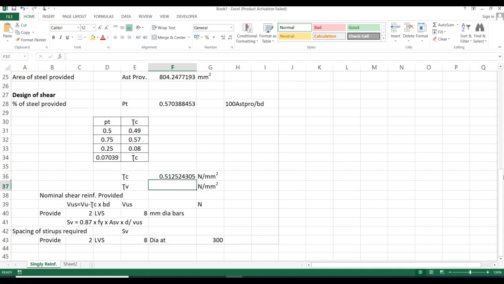So this is what I have calculated. So how did I calculate the difference of this? First 0.49 plus the difference of these two, divided by the difference of these two, into the difference of 0.57 minus 0.5. So this is how I have calculated the tau c, and this will be my tau c.